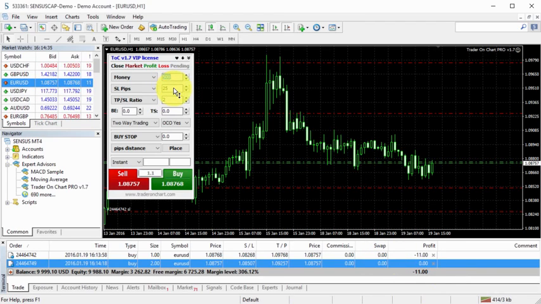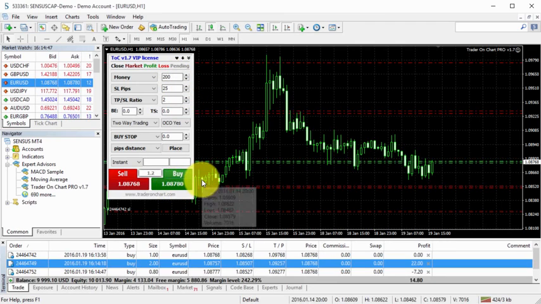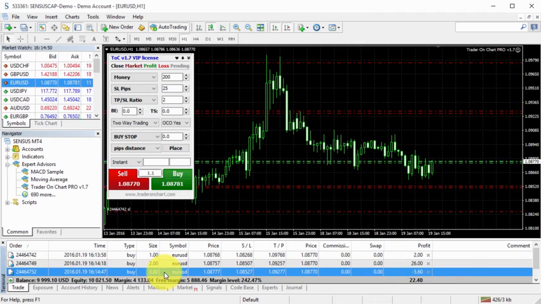So again, if I want to lose with the third trade, let's say I want to lose, I don't know, $200, and I click buy again, and this time the application calculates that it should be 0.8 position size to lose $200 if the trade hits the stop loss of 25 pips. So isn't this awesome?